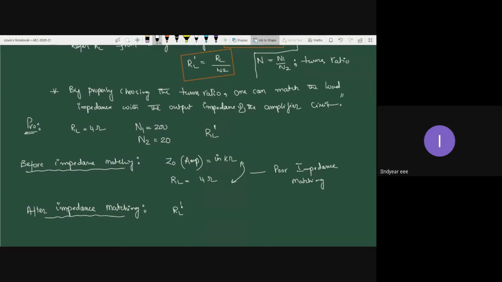Now, we know that RL dash is basically K squared into RL, and K is N2 by N1, squared, into RL. Just a minute.